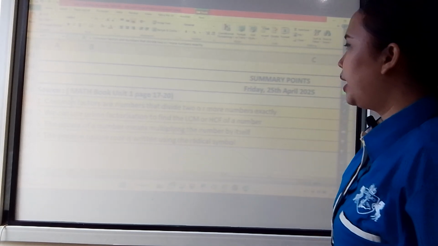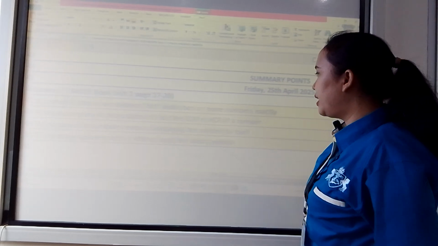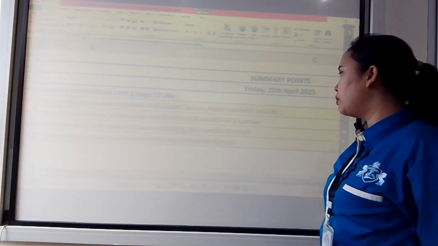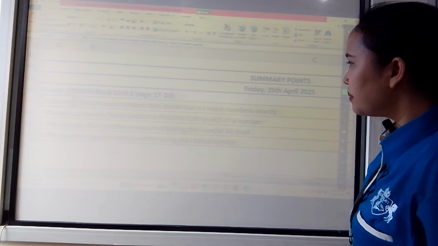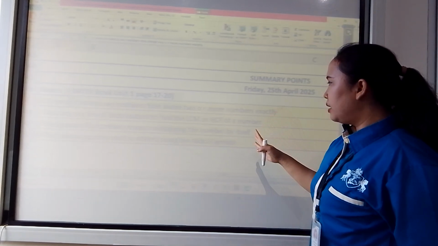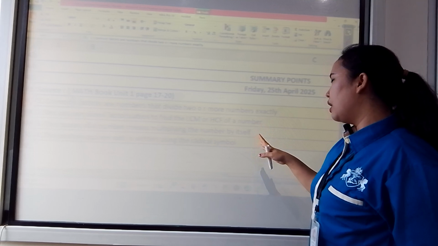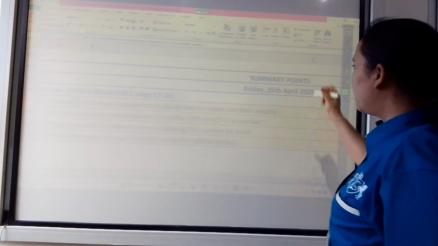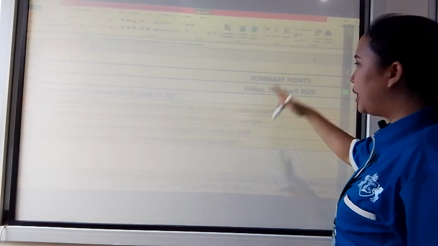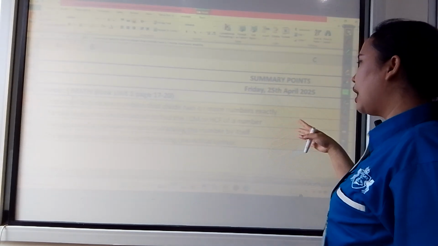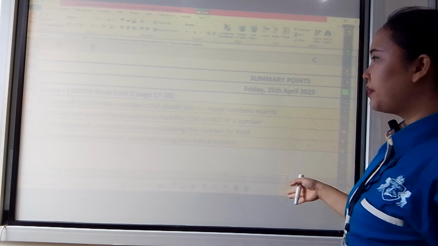Okay. We can use prime factorization to find the LCM, or least common multiple, or the highest common factor of a number. Like just now, with 18, we need to break them down into small numbers like that. Same for the highest common factor too, sir.